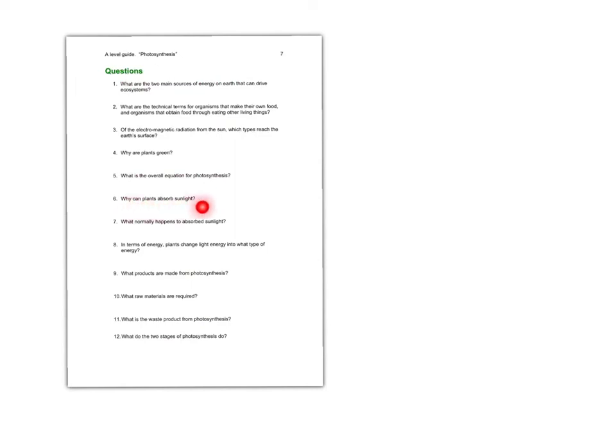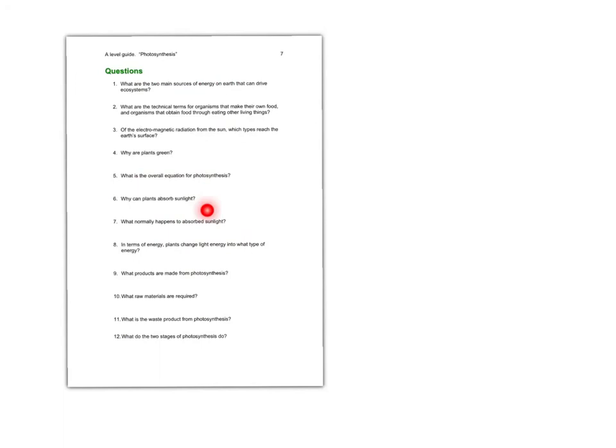Why can plants absorb sunlight? Well, they can because of the chlorophyll. What happens to that absorbed sunlight? I mentioned the electrons move up in energy level, but plants actually use this to break up the water into oxygen and allow an electron to have more energy, and use that electron then to move the hydrogen ions that we discussed before that allow ATP synthetase to make ATP. That ATP then can be transformed into glucose later in the dark reactions or the Calvin cycle.